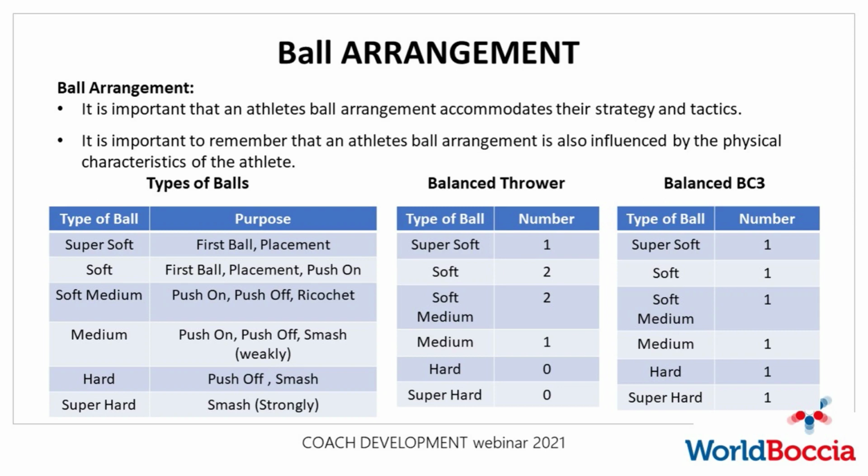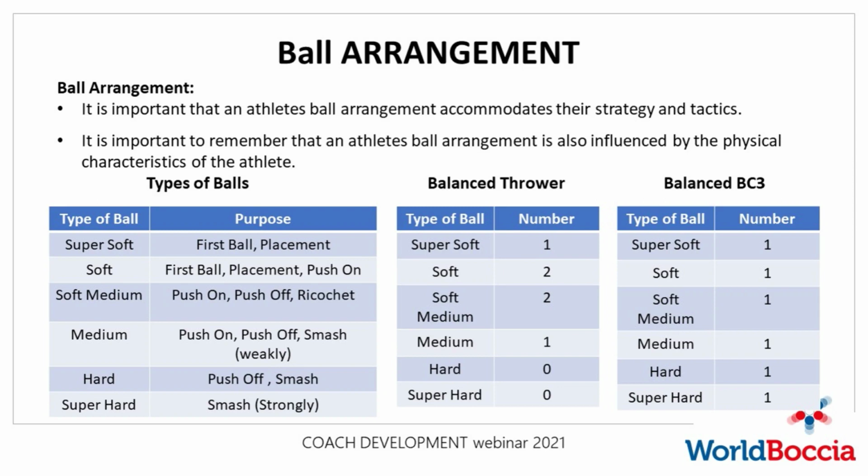So we'll very quickly look on the left-hand side of this slide. We have our types of balls and the purpose. It's important to understand that the purpose associated with each of these ball types doesn't mean that a certain ball type can't be used for a different kind of shot. This just gives a general idea of what each ball can be used for. So a super soft ball used for first ball and placement shots. A soft ball used for a first ball, a placement shot, and a push-on shot.